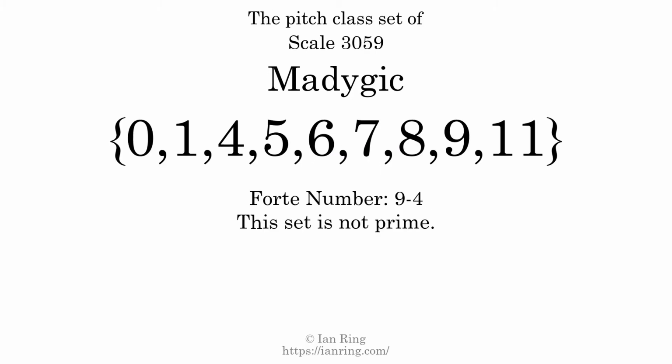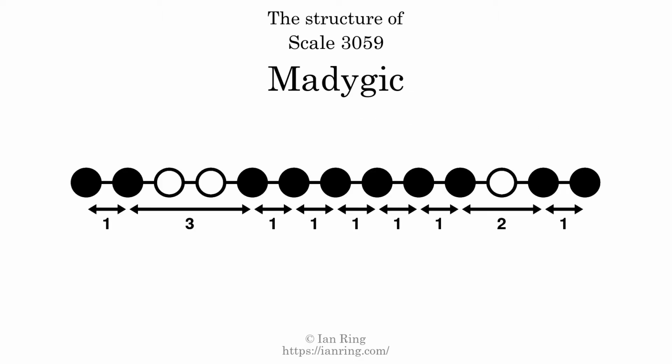The pitch class set for this scale is 0, 1, 4, 5, 6, 7, 8, 9, 11. The forte class is 9-4. This set is not prime. The structure of a scale is a description of the interval distance between each successive tone. This scale has a structure of 1 3 1 1 1 1 1 2 1.